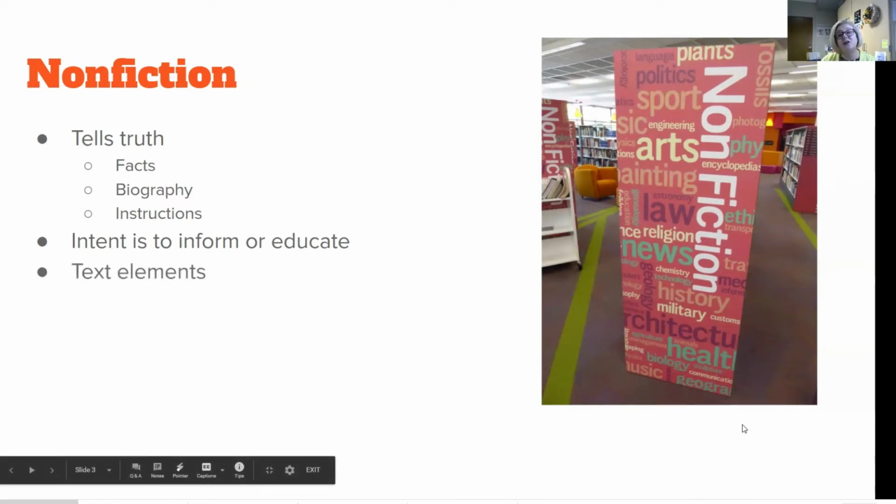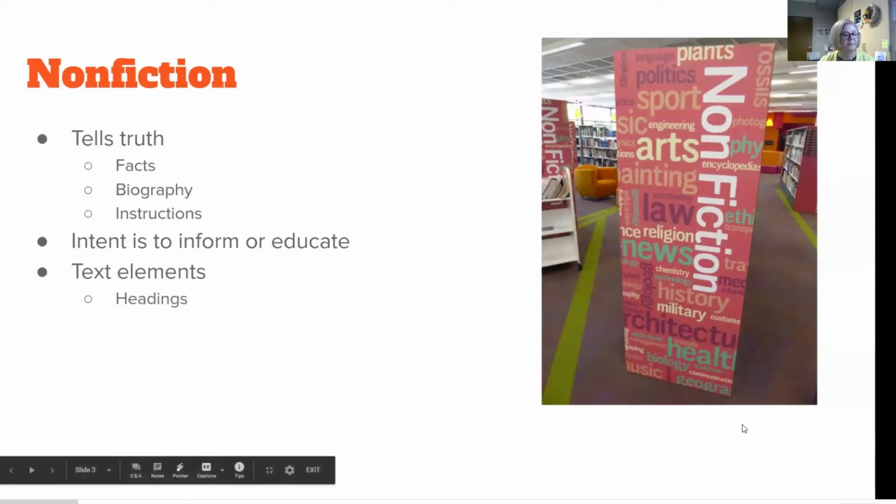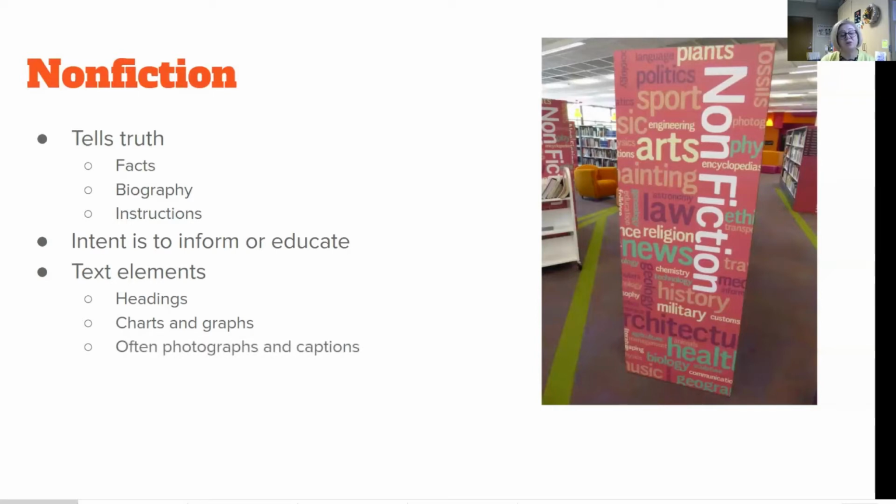The focus in a nonfiction book is on text elements. These include things like headings on the pages, charts and graphs. Often there are photographs with captions in a nonfiction book.